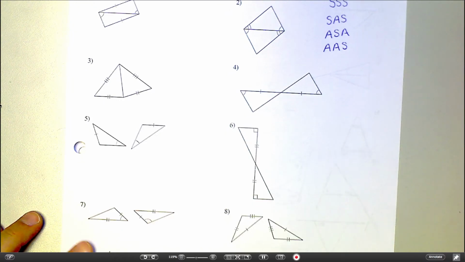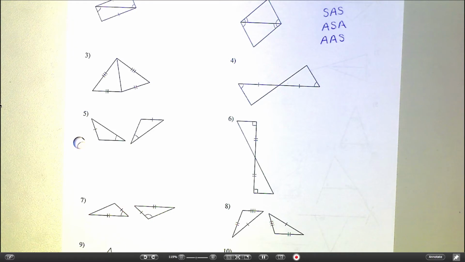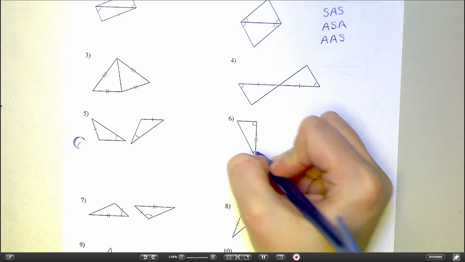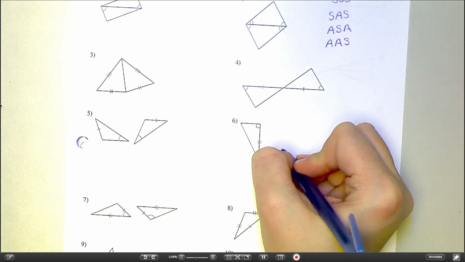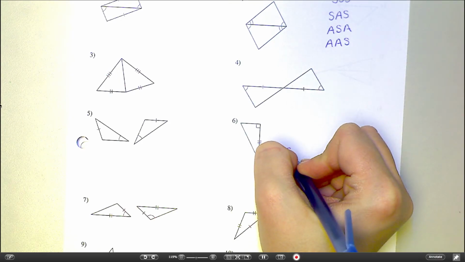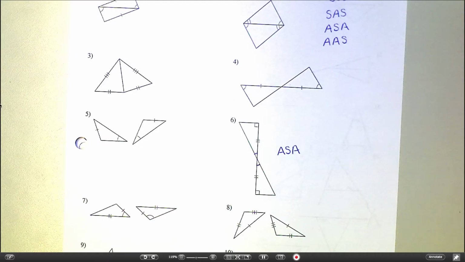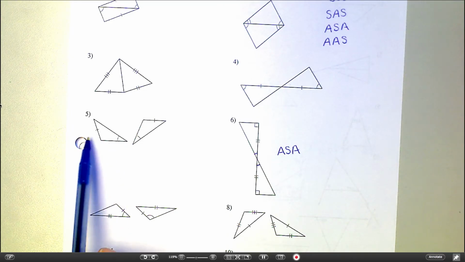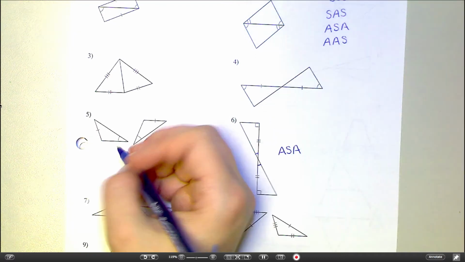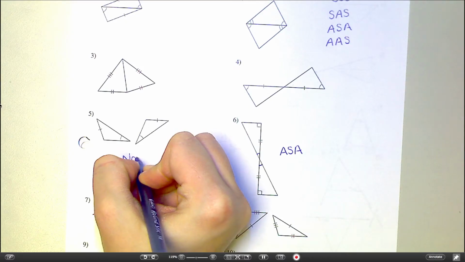It is not. What other piece of information do we know in number 6? When they cross it, that's an angle. Okay, good. So when they cross like that, you have a congruent angle. Angle side angle. Good. Number 5? Is that none? Angle, side angle. Yeah, it's none because you don't have enough information. You only have one angle and one side. So this would be none. Good.